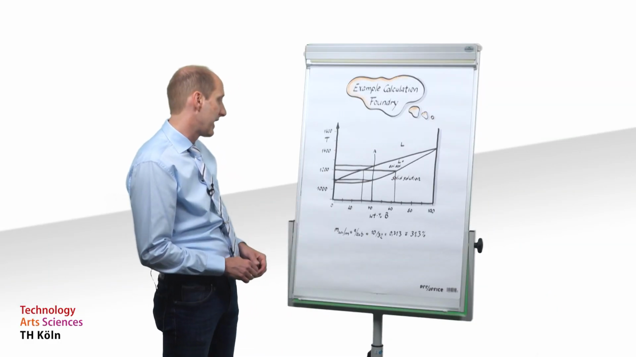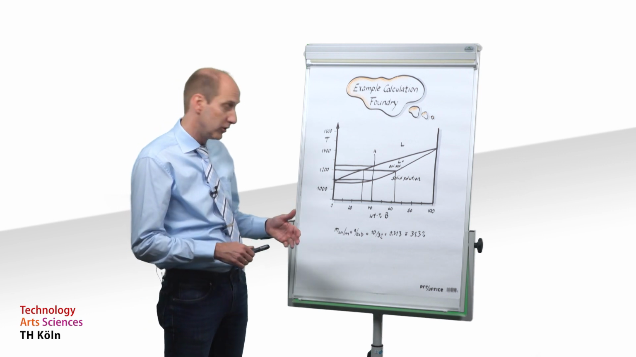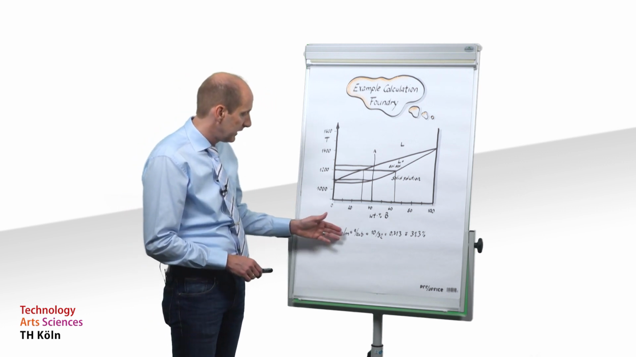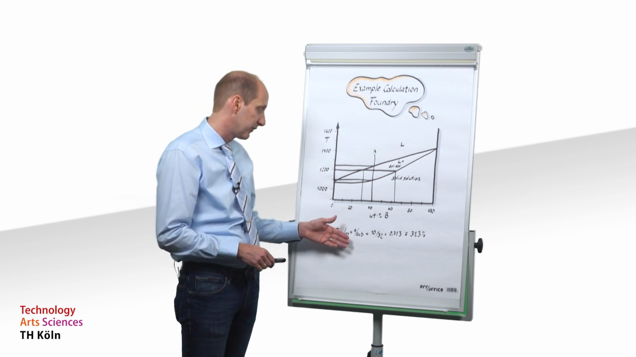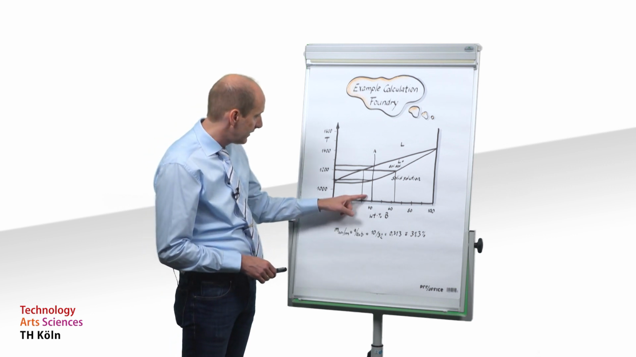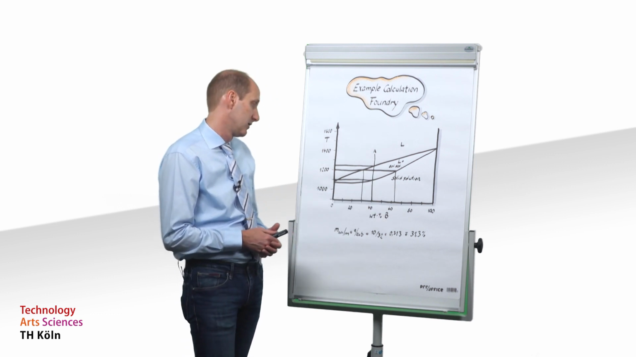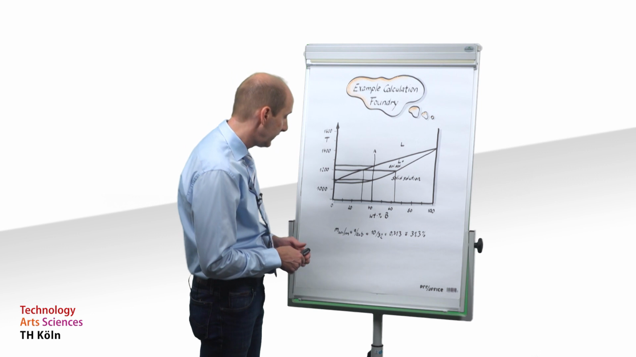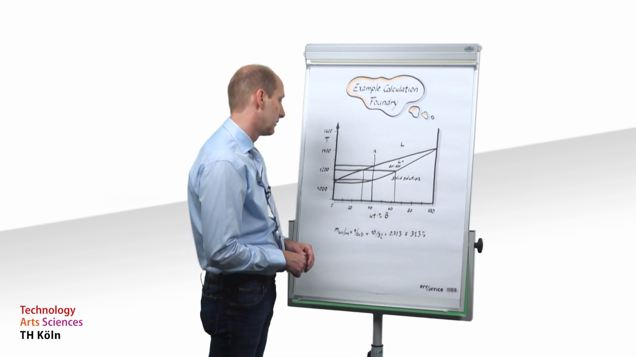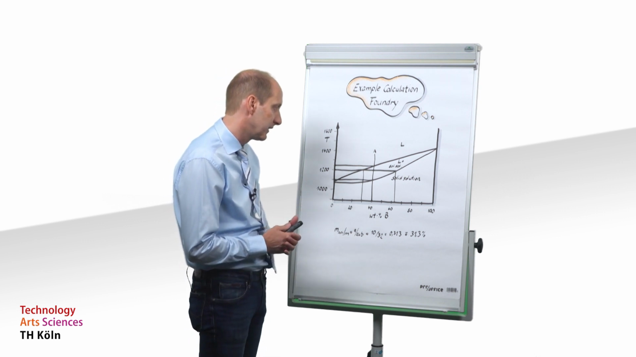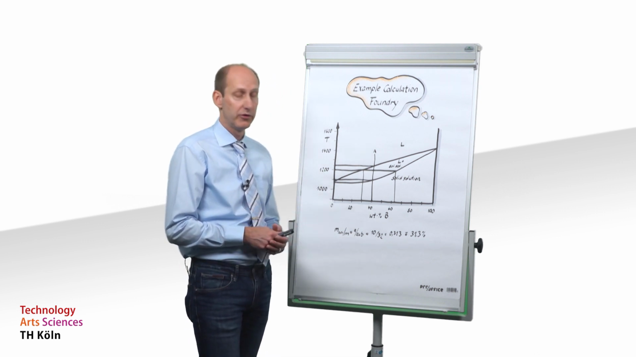To calculate the mass fraction, we apply the lever rule. M solid solution divided by M equals A divided by A plus B equals 10 divided by 32 equals 0.313, meaning 31.3%. The mass fraction of solid solution is 31.3%.